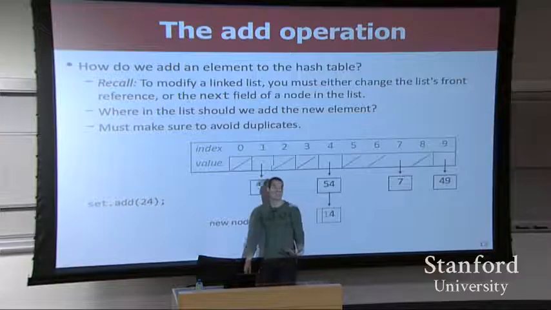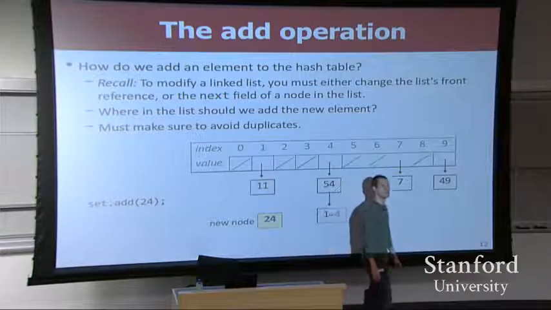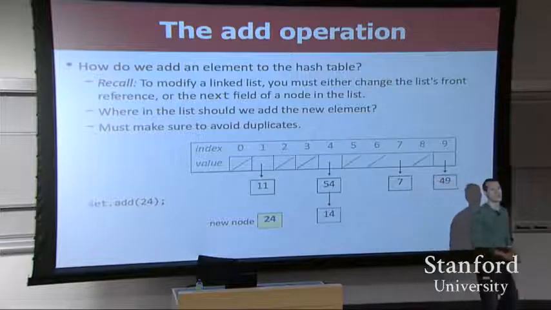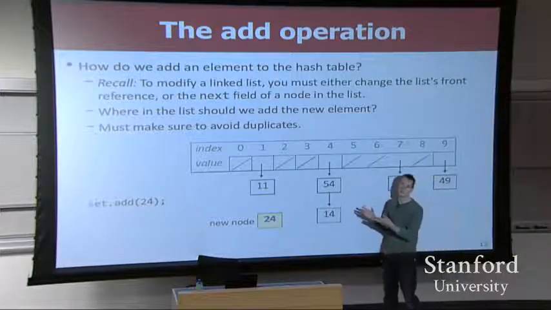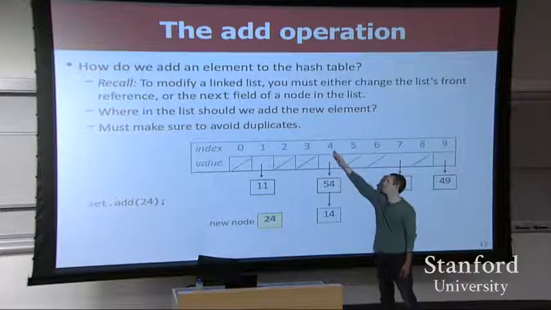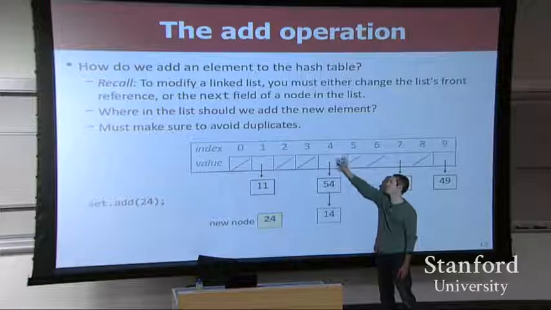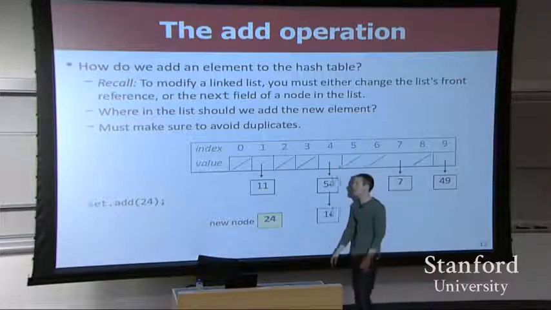So adding takes how long? Big O of what? It takes big O of 1. Do you understand? Because the tasks here are figure out the right bucket, which is just some constant function mod 10. OK, this one. Insert it at the front, which is just a couple of pointer rearrangements. That's O of 1. Done. That's it. Add is O of 1.